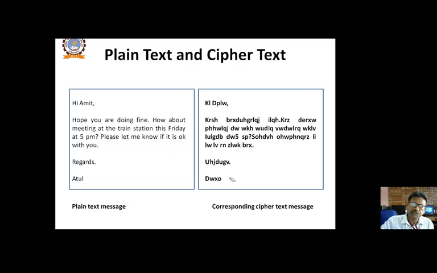And whenever it is received by a receiver, the ciphertext is again converted into the plain text. Of course, the reverse of the method used for converting plain text into ciphertext will be used for converting the ciphertext back to the plain text.